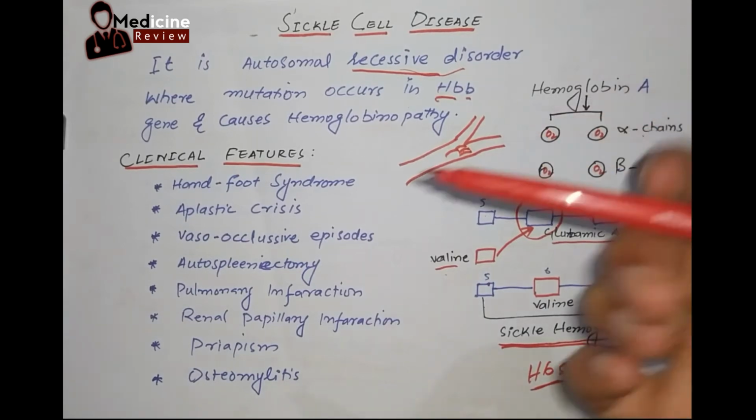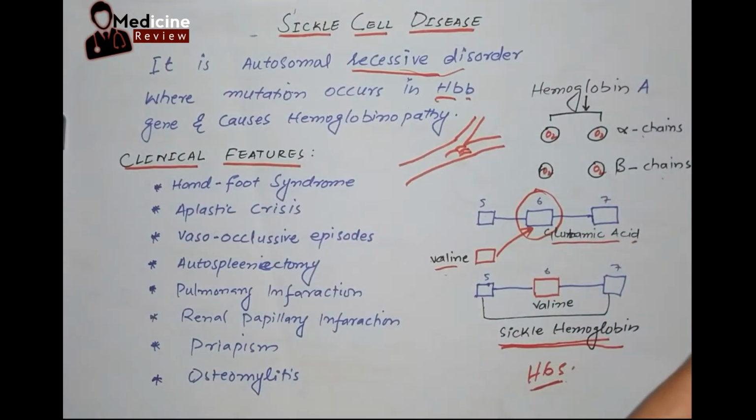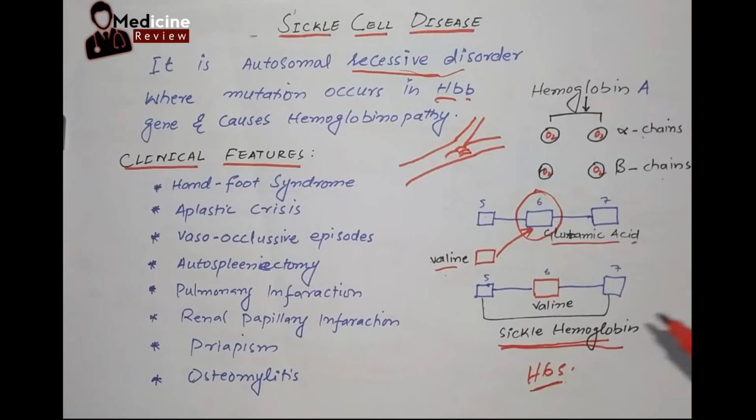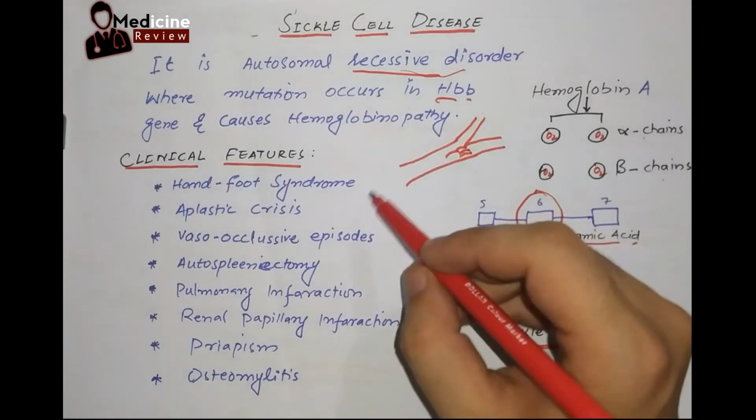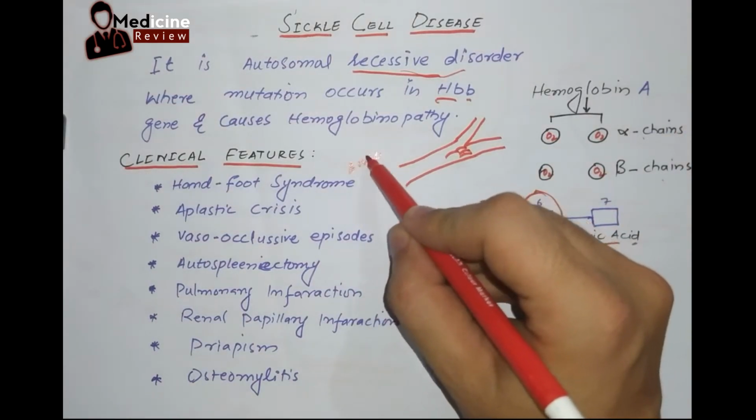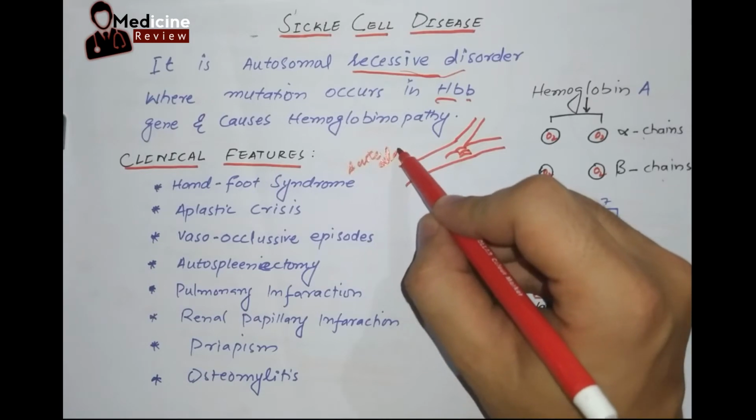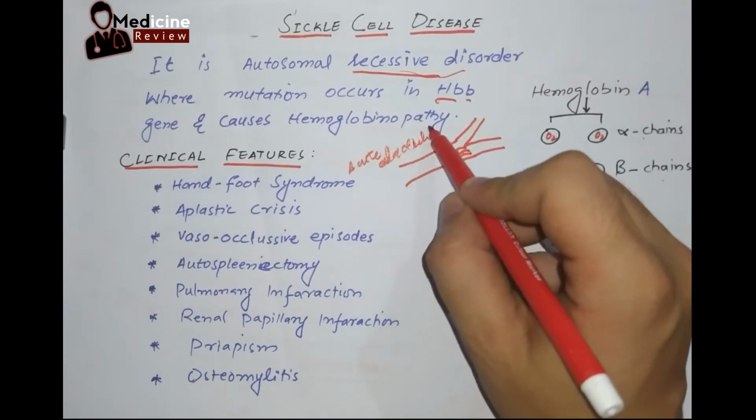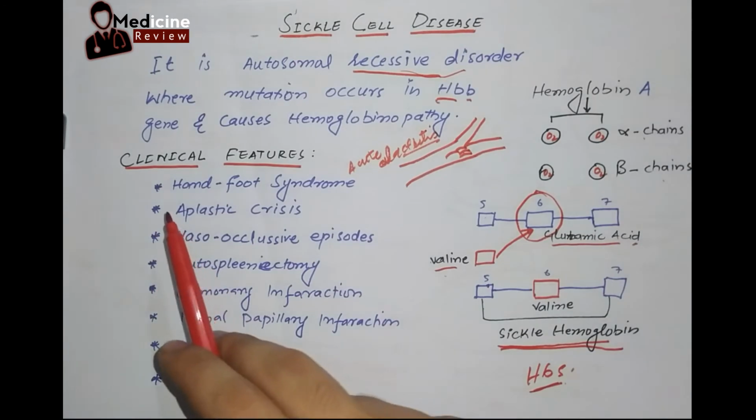For example, in the hand and foot, like the metacarpal or carpal bones, or the metatarsal bones, they become hypoxic and later on undergo necrosis. So the patient suffers from severe pain in the small bones of the hand and foot, which is also called acute dactylitis.